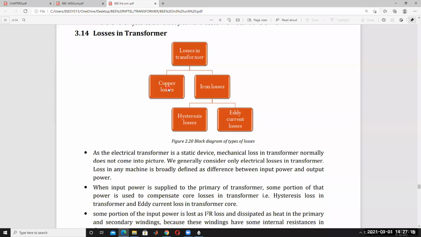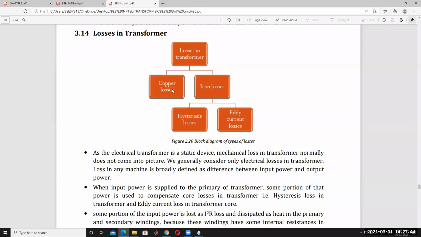Why is it given the name copper loss? Generally the transformer winding is made of copper, 99% of the time, only copper. That's why they are given the name copper losses. So copper loss is nothing but I square R loss.